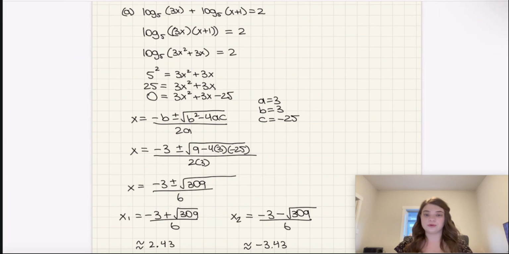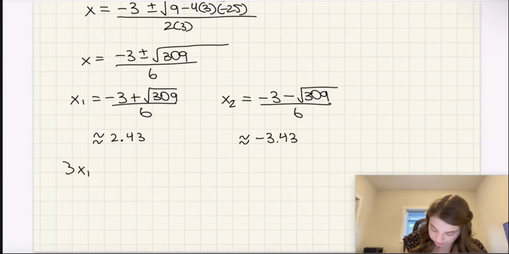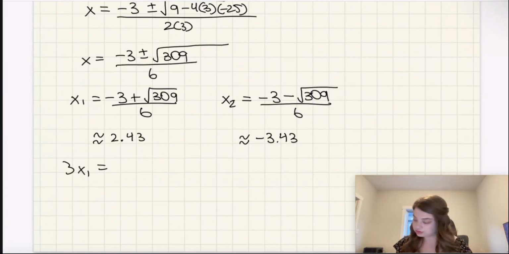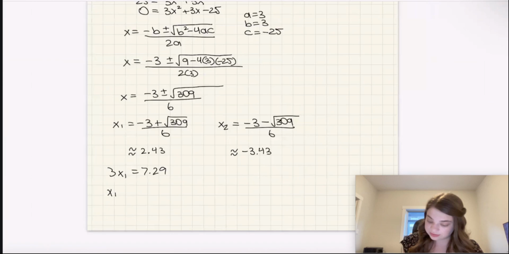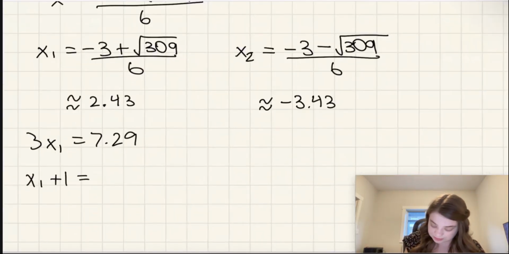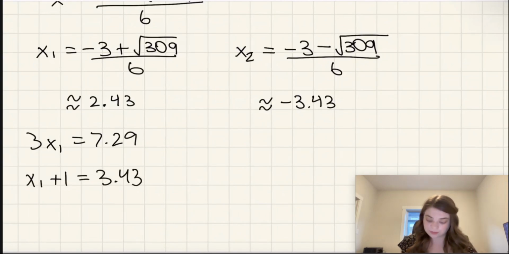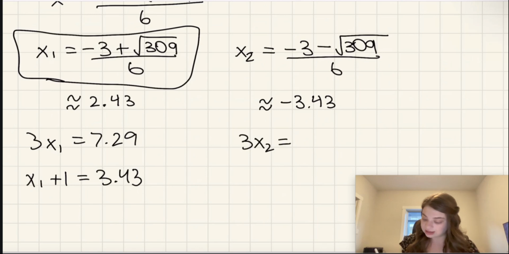If we plug in 2.43 to either of these, we get positive numbers, right? Because 3 times x1 would be 2.43 times 3, which is 7.29, which is a positive value. And then x1, I think it was minus 1. Oh no, it was plus 1. x1 plus 1 would just be equal to 3.43, which is also positive. Therefore, this is a valid solution, not an extraneous solution. Whereas if we do 3 times x2, we get a negative number, right?